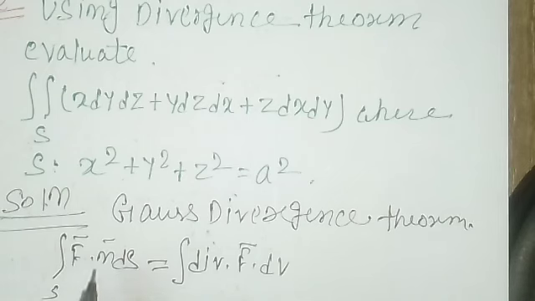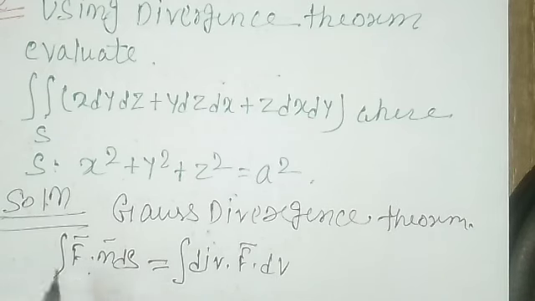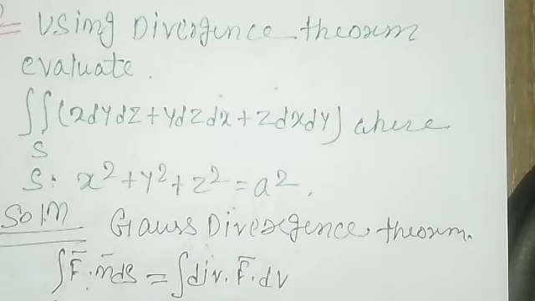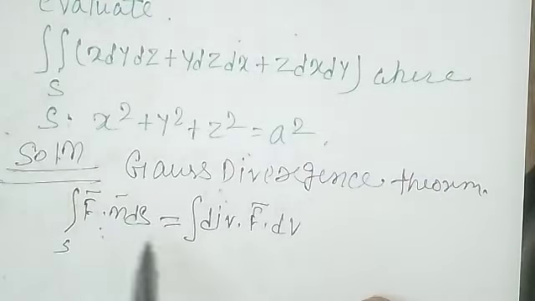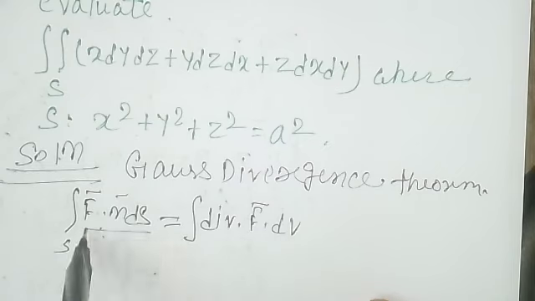Now we can find that the LHS, F dot n dS, you can write in the Cartesian form. See, this equation is the divergence theorem we have written. Now you can write down the LHS of this Gauss divergence theorem in Cartesian form.